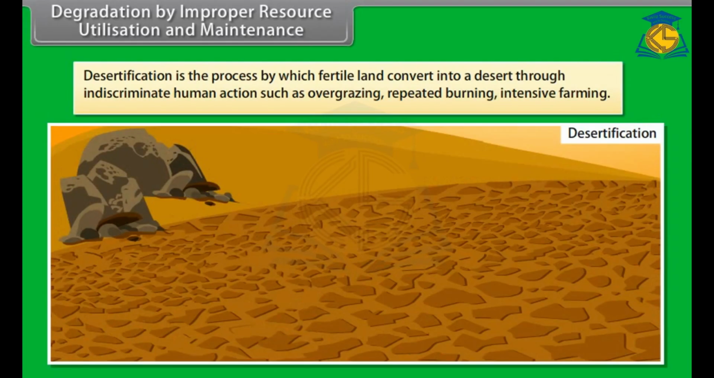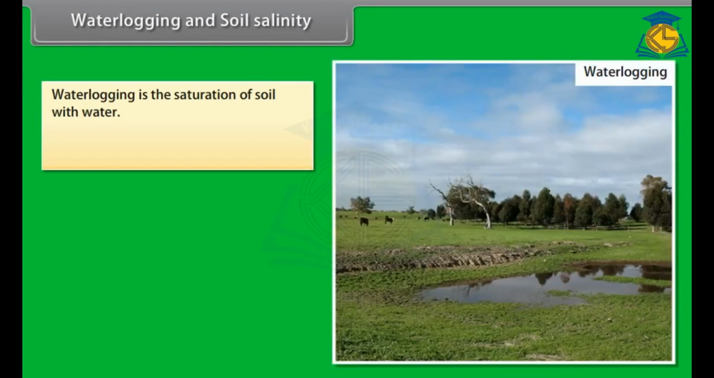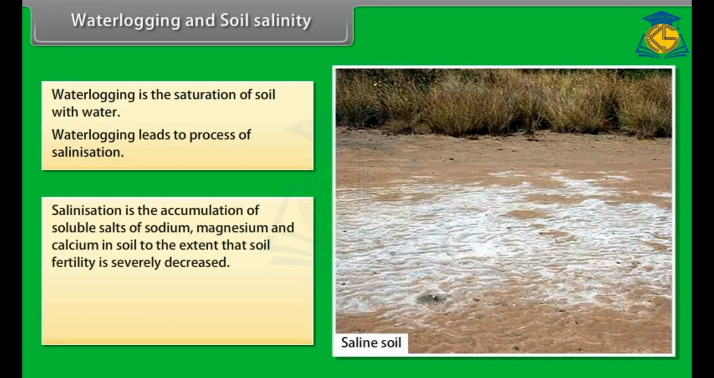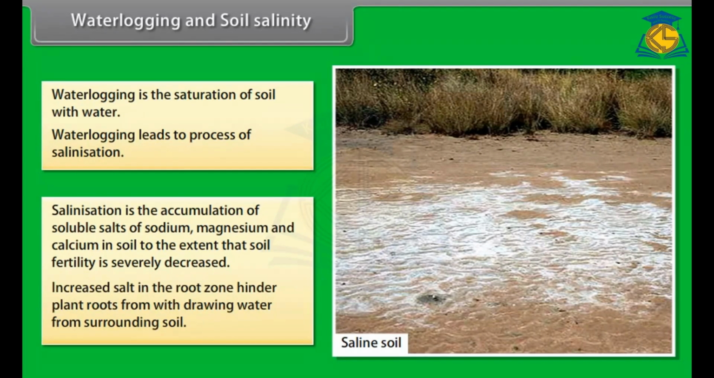Desertification is the process by which fertile land converts into a desert through indiscriminate human action such as overgrazing, repeated burning, intensive farming. Waterlogging and soil salinity. Waterlogging is the saturation of soil with water. Waterlogging leads to the process of salinization. Salinization is the accumulation of soluble salts of sodium, magnesium, and calcium in soil to the extent that soil fertility is severely decreased. Increased salt in the root zone hinders plant roots from withdrawing water from surrounding soil.